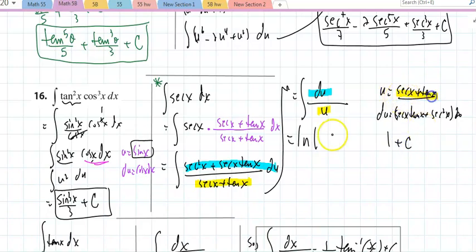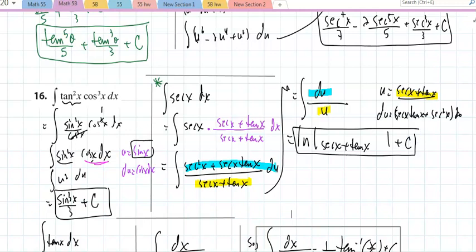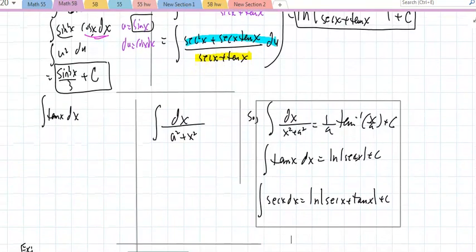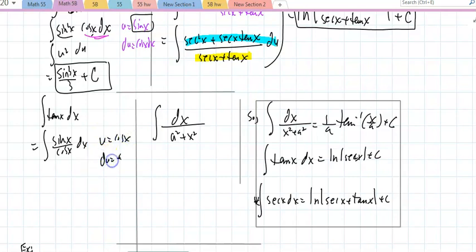And what's u? So, up till now, I need you to memorize that the integral of secant of x is natural log of secant of x plus tan of x. The integral of tangent of x, I derived that for you. Let me derive it again. If I let u equal cosine of x, du is negative sine of x dx.